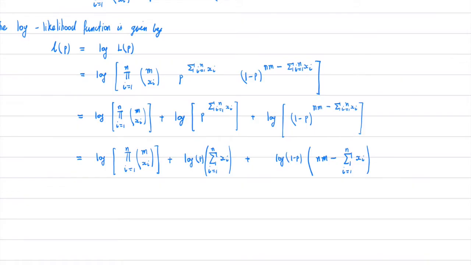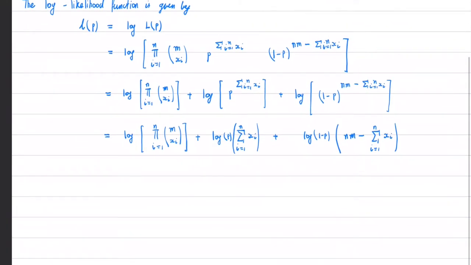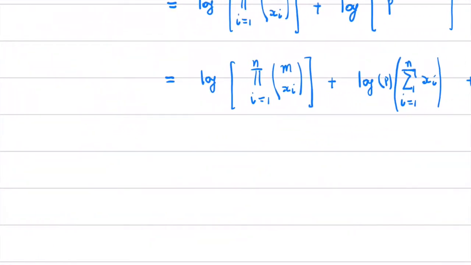So now what we're going to do is differentiate this expression and then solve it equaling 0, and then we're going to differentiate it again and use the second derivative test to show that it is in fact a maximum. So let's do that now.